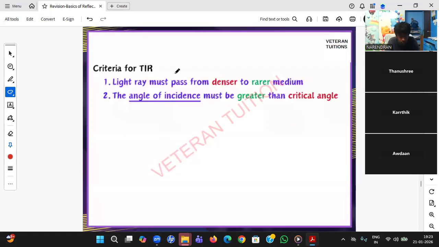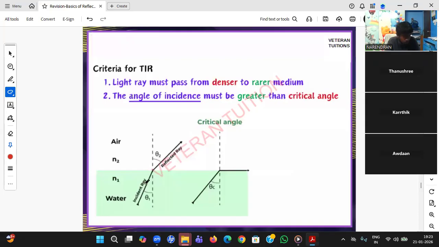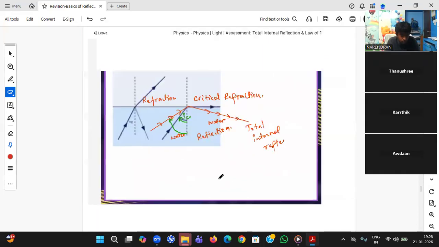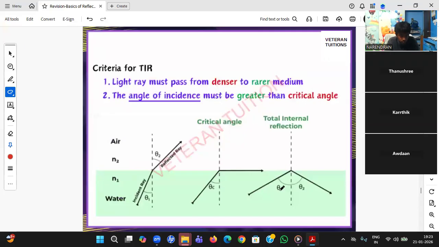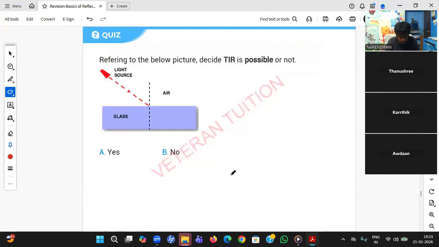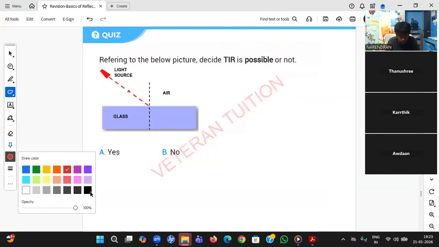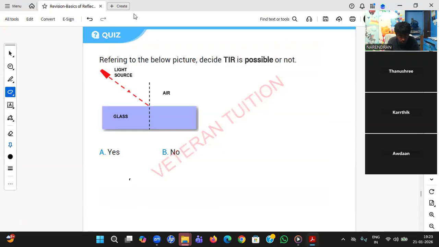Okay, so now what is total internal reflection? You see, this is normal refraction. This is the critical angle. If I still increase, then this will be total internal reflection. So here theta 1 is greater than theta c. If for 40 degrees it is grazing, and my theta 1 is more than 40, total internal reflection will happen. A few more questions, and we'll close the session in 10 minutes.